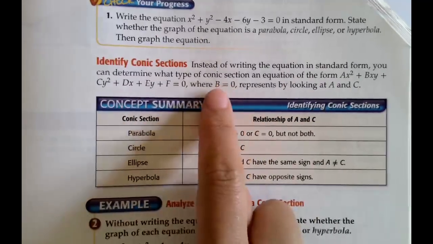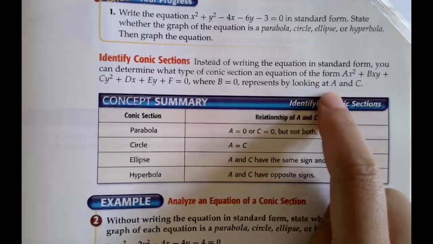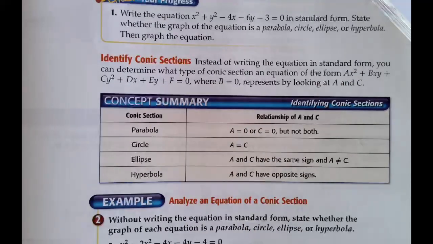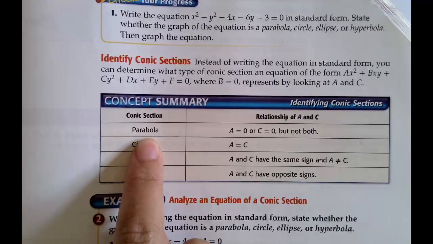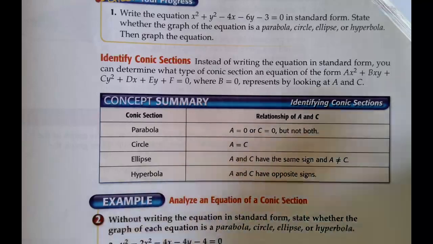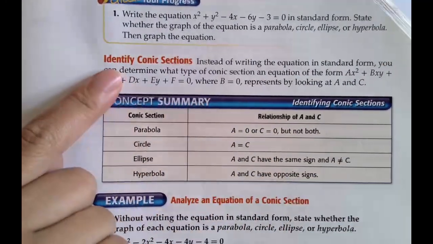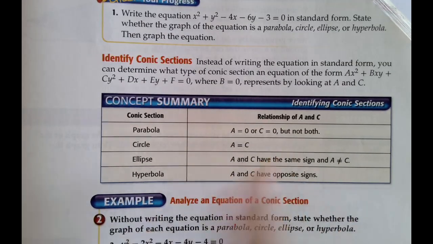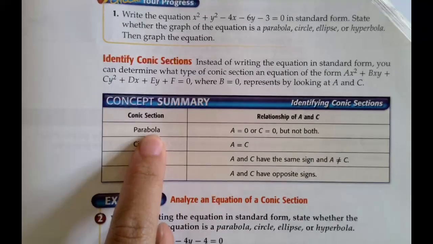Note there can't be an xy term, an x times y term. Here, we're looking at the coefficient of x squared and the coefficient of y squared. If it's a parabola, one of them would not be squared. So either we would have a 0 x squared, or a 0 y squared. But it cannot be both. If it were both, it would just be a line. So it's a parabola if only one of them is squared.